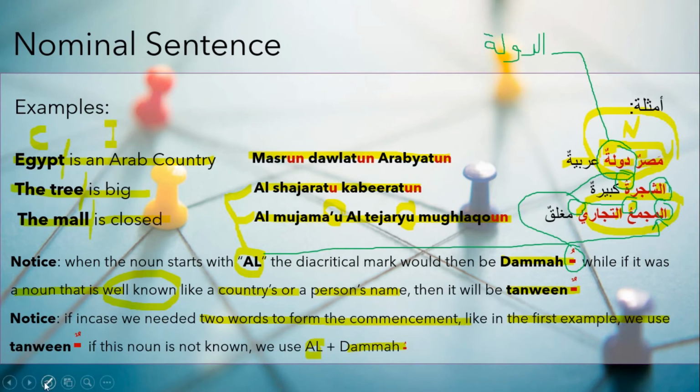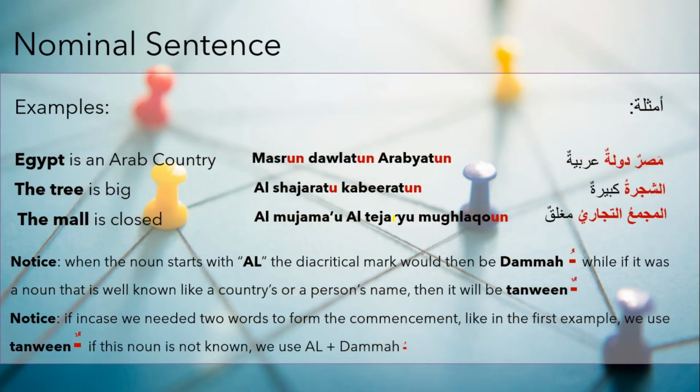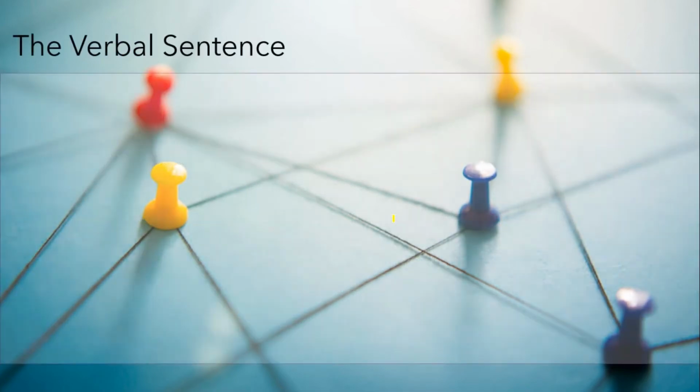If rather than مصر دولة عربية, I said الدولة العربية, because of al, the last letter will have dhamma, not tanween dhamm, and then the information of that sentence. But because of Masr, which is a well-known country, Dawlatun follows Masr. It's clear that I'm talking about this dawla, and this dawla is expressed by Masr, so it will take tanween dhamm, not dhamma.